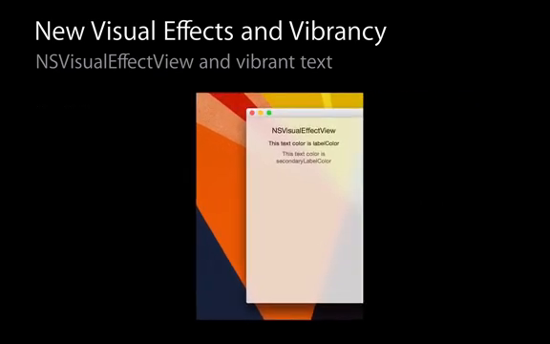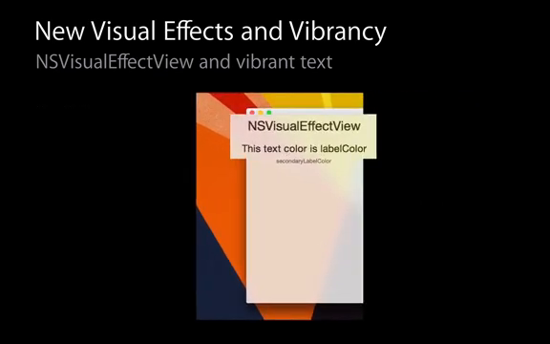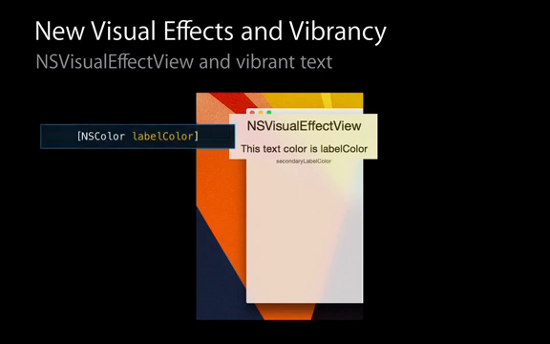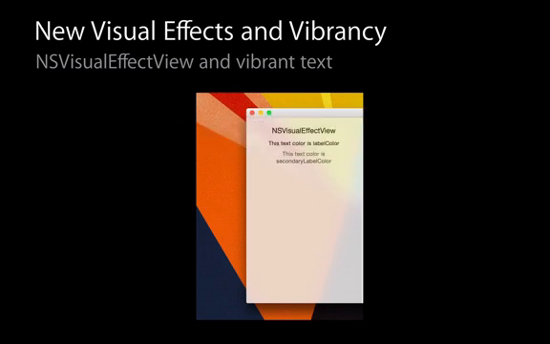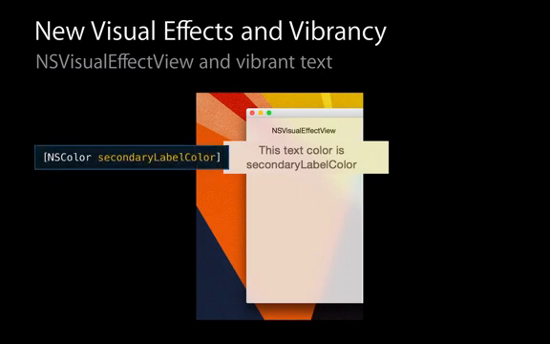So for this little piece of text here, in order to get this text to look vibrant, and it might be difficult to see, but it is actually blending with the contents behind the window, you just use NSColor label color, and it looks more vibrant. You may also have a need for a secondary vibrant look, and this one's just slightly lighter and looks a little bit different. And again, we have a new color, NSColor secondary label color, to achieve this vibrancy in an NSTextField.